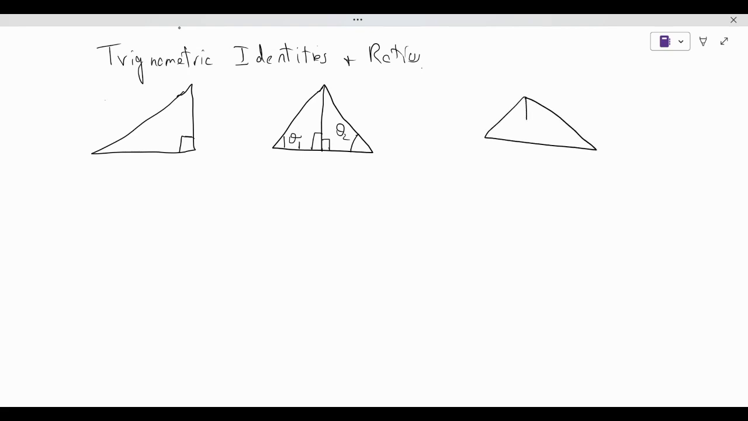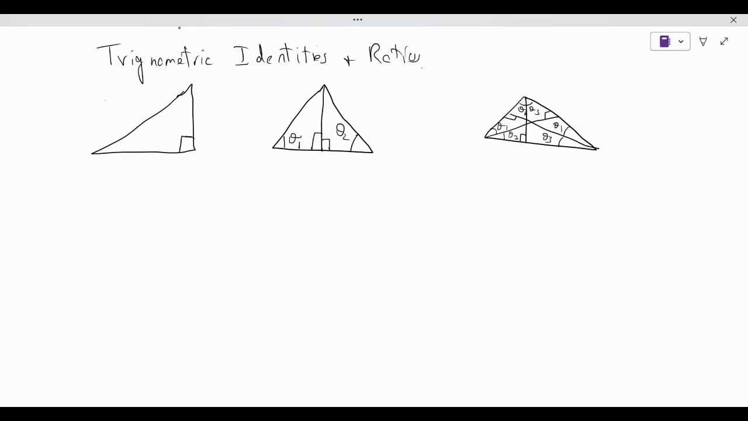I can draw a perpendicular bisector and then talk about the trigonometric identities. I can also draw a perpendicular bisector to any of the sides. There are three sides from which I can draw a perpendicular bisector, and I can call the angles theta 1, theta 2, theta 3, theta 4, theta 5, and theta 6.